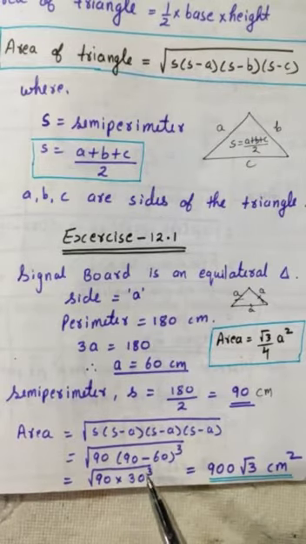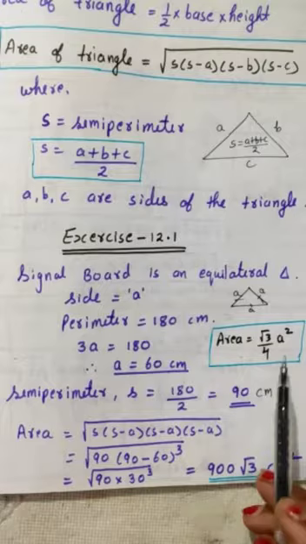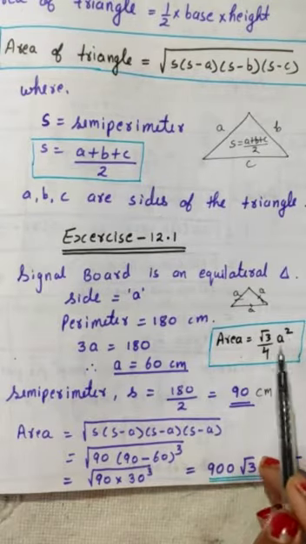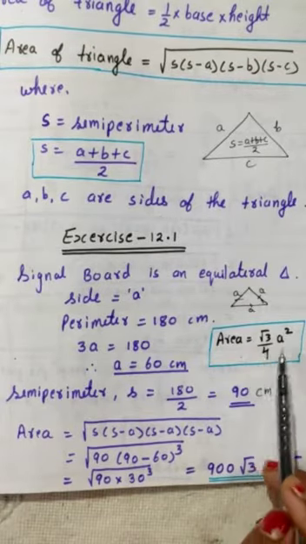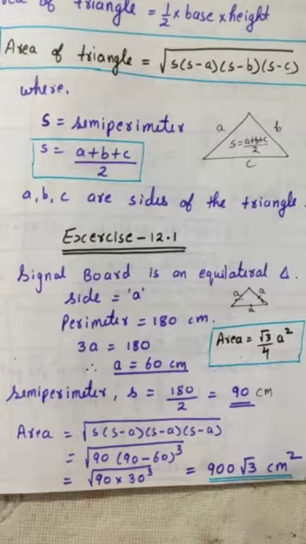So 2 times 30 root 3 will come out to 900 root 3 centimeters square. And again I'm repeating, in this question it is nowhere given that you have to use Heron's formula. So you can use this area formula directly, and then you can calculate the area, but the answer will be the same, 900 root 3 centimeter square. So now we'll see the next question.